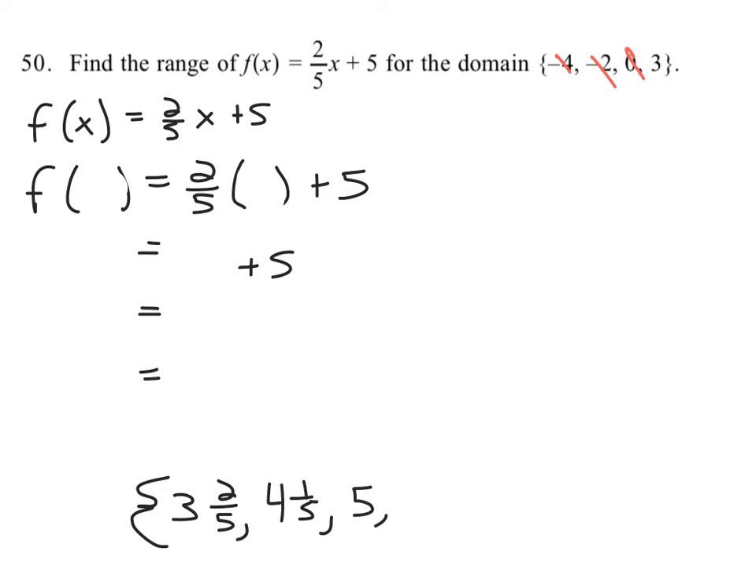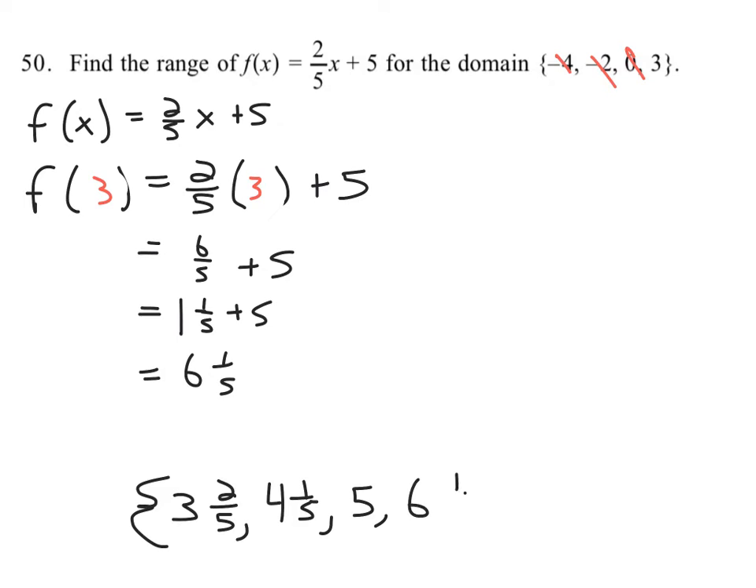So I say f of 3 is equal to 2/5 of 3 plus 5. 2/5 of 3, or 2/5 times 3. Remember, if it's a whole number, it's a multiplier of the numerator of this. So we get 6/5. And 6/5 is the same as 1 and 1/5. Plus 5 is 6 and 1/5.